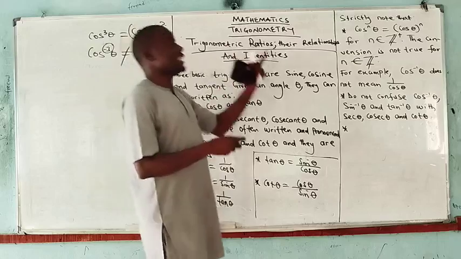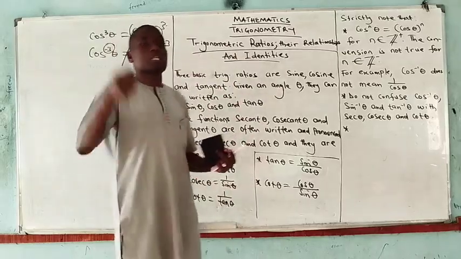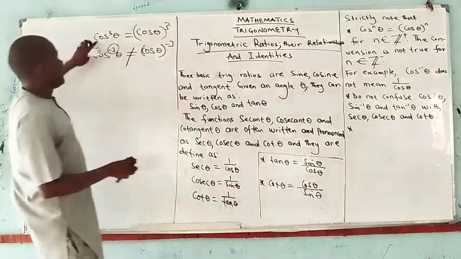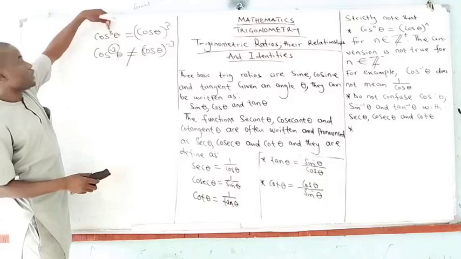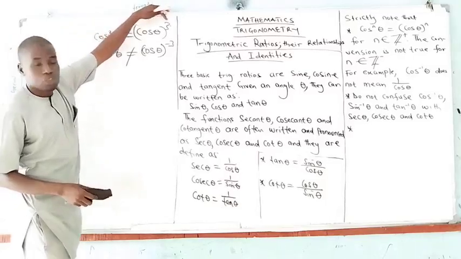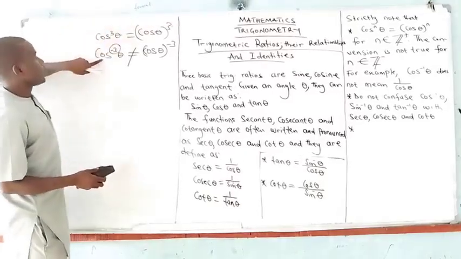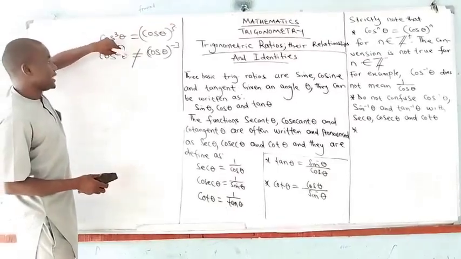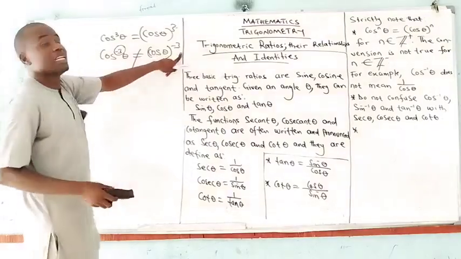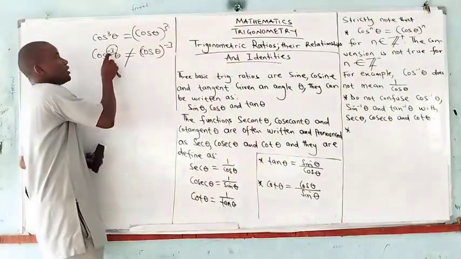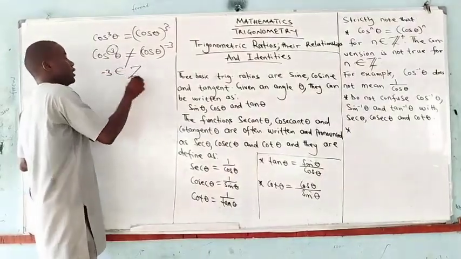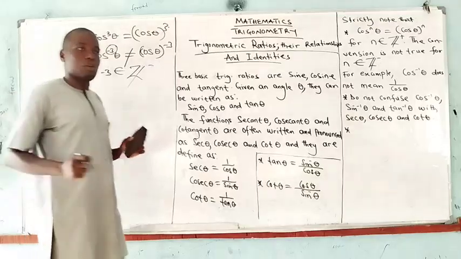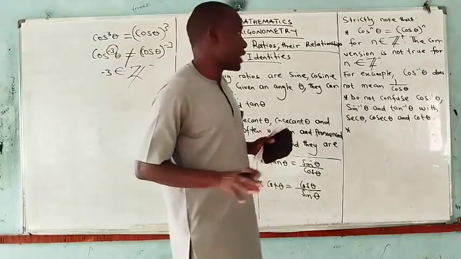If you have cos n theta, you can write it as cos theta to the power of n. That is why I gave an example. If you have cos 3 theta, you can write it as cos theta to the power of 3. But cos of minus 3 theta is not equal to cos theta to the power minus 3. Why? Because this minus 3 belongs to the set of negative integers, and the convention is totally not true for that.